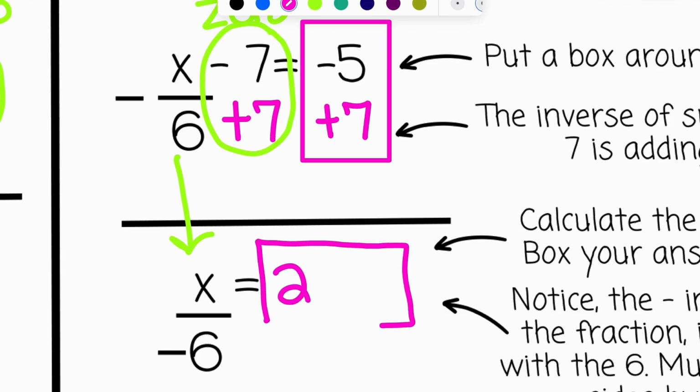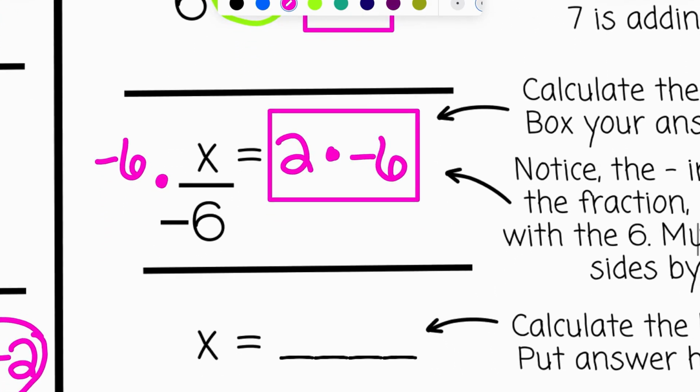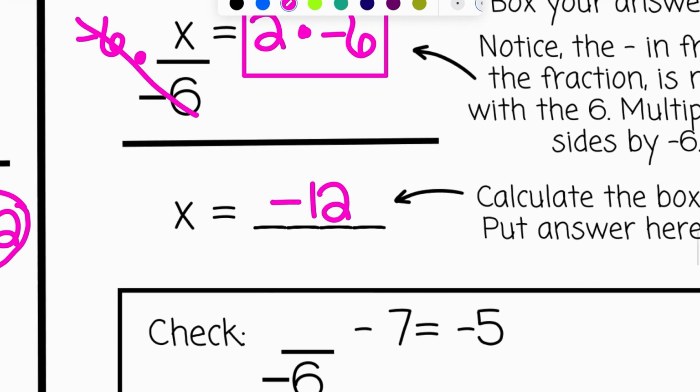Okay, go ahead and box the 2. All right, now that says x divided by negative 6. Okay, the opposite of dividing by negative 6 is multiplying by negative 6. Again, we're not changing signs, we're changing operations. Okay, so we're going to multiply this side by negative 6 and this side by negative 6. On the left, negative 6 divided by negative 6 gives me 1x. So we just write x. Calculate the box. 2 times negative 6 gives me negative 12. So x equals negative 12.